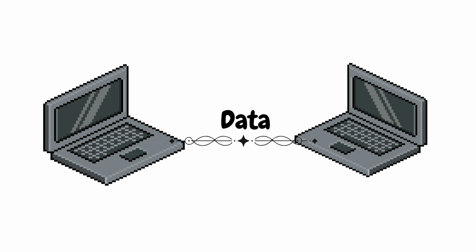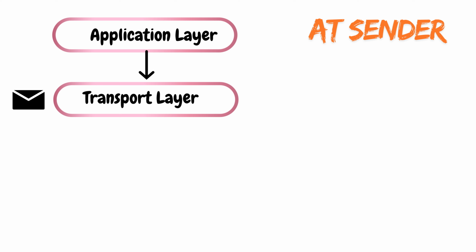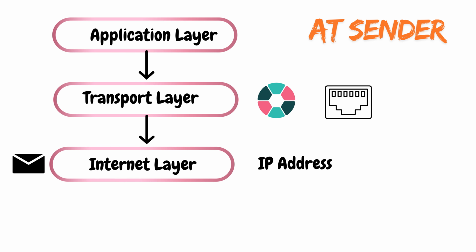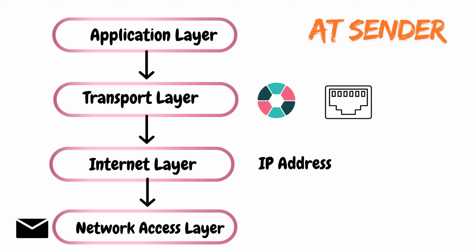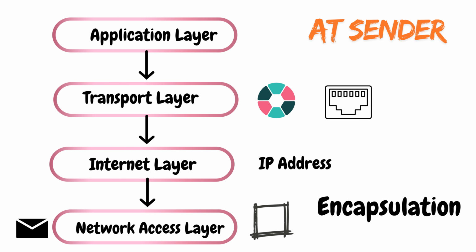Let's now understand how data is sent step by step. When sending data, the process starts at the application layer where the data is created. It then moves to the transport layer where it is broken into segments and assigned port numbers. Next, the internet layer adds IP addresses to form packets. Finally, the network access layer converts them into frames and sends them over the network. This process is called encapsulation, where each layer adds its own information.